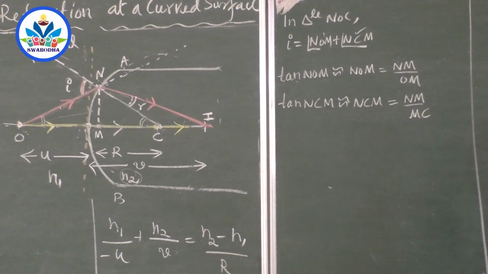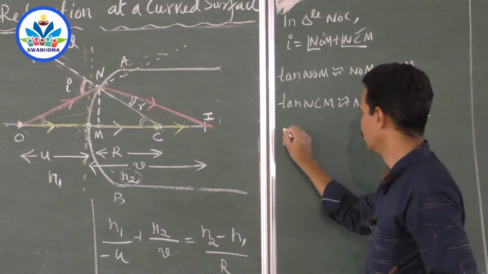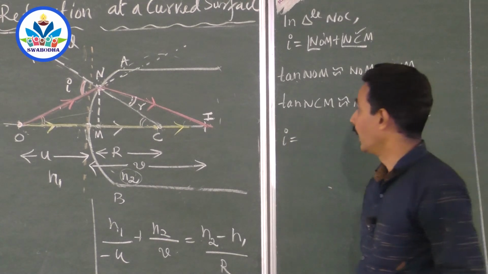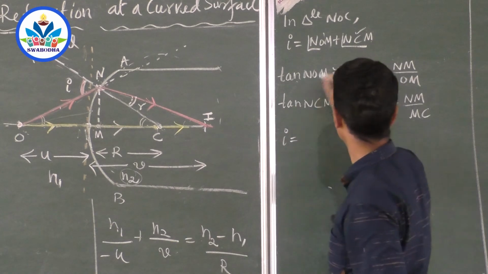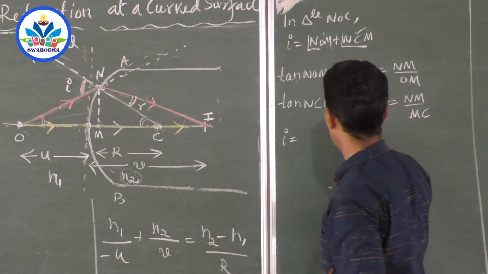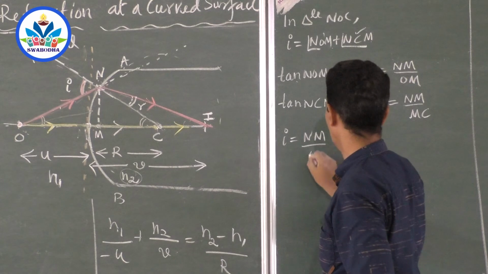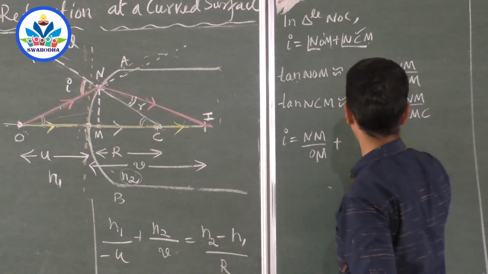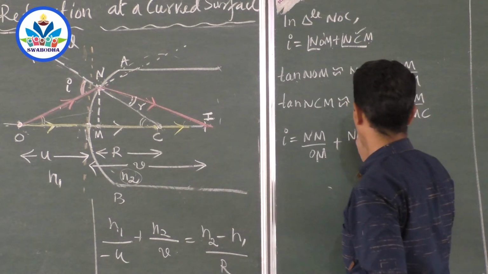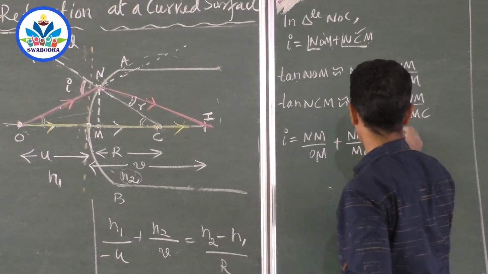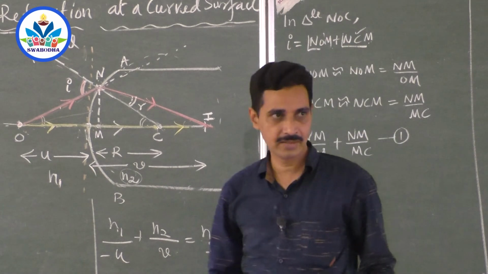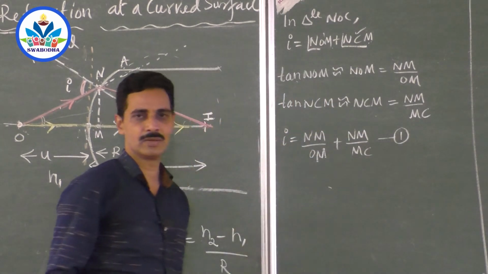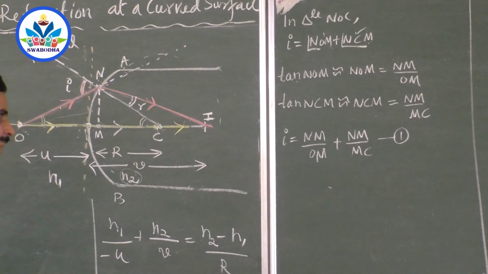So for I you can write it now. Angle of incidence I is equal to NOM, which is NM by OM, plus NCM, which is NM by MC. This is equation 1, because we are going to put this in N1 sin I is equal to N2 sin R later. That is one equation over.